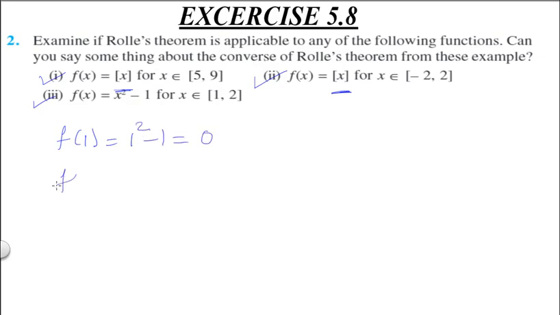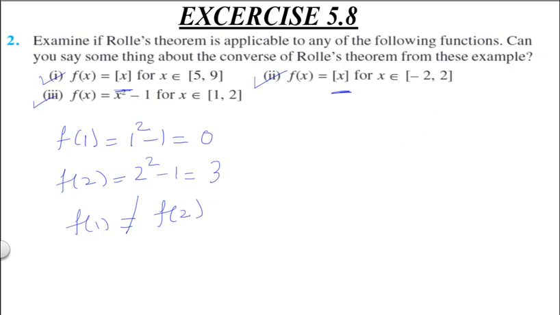But what will be f of 2? F of 2 will be 2 square minus 1, which is 3. So you see they both are not equal. F of 1, which is f of a, and f of b, which is f of 2, are not equal. Hence Rolle's theorem is not applicable to this question also. Hence, the converse will also not be applicable to these. There will be no converse.